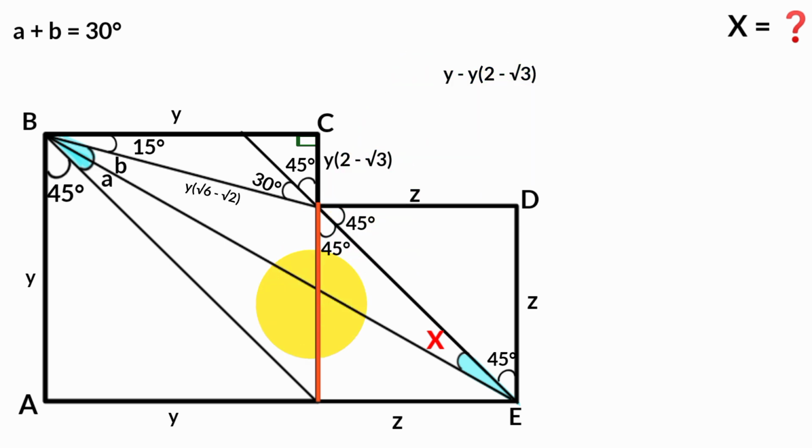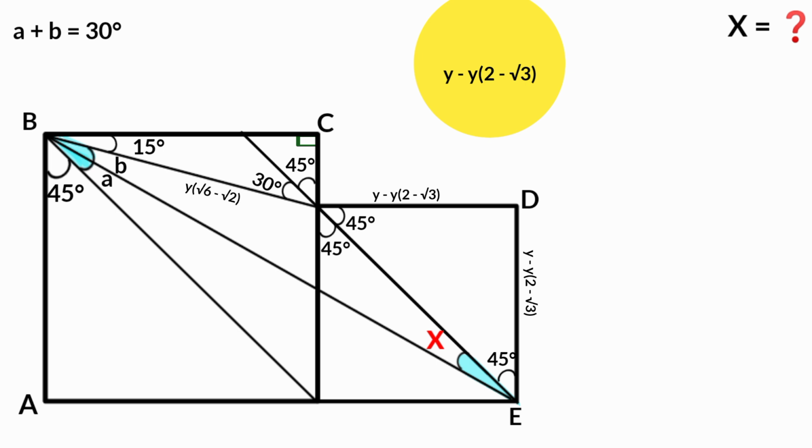And if this is y minus y(2 minus root 3), this and this must also be y minus y(2 minus root 3). But from y minus y(2 minus root 3), we can factor out y. That is, it is going to be y(1 minus (2 minus root 3)). If you expand minus (2 minus root 3), it will be minus 2 minus root 3. Minus root 3 is plus root 3. 1 minus 2 is minus 1. So it's now minus 1 plus root 3, which is the same as root 3 minus 1. So we now have y(root 3 minus 1).